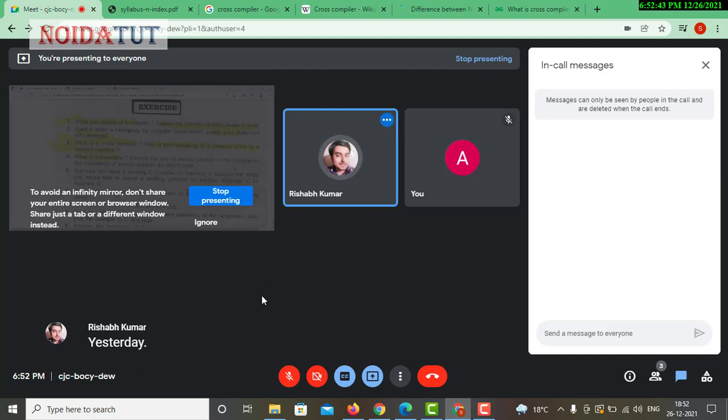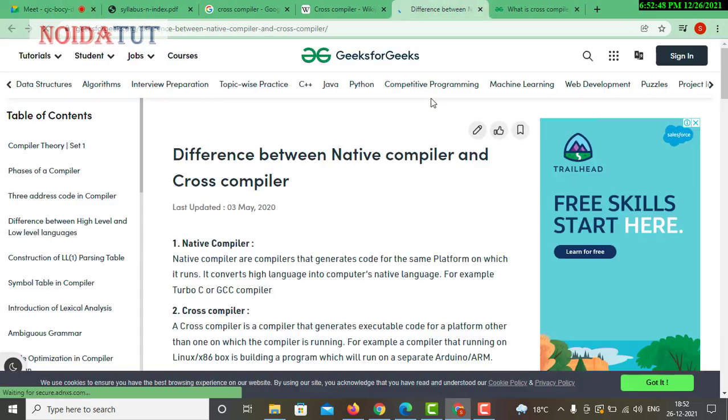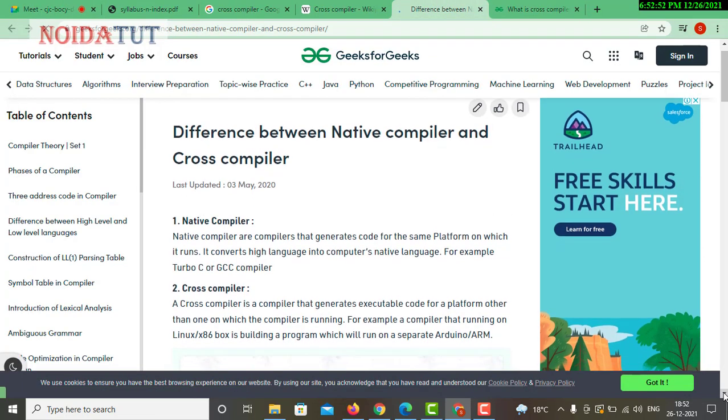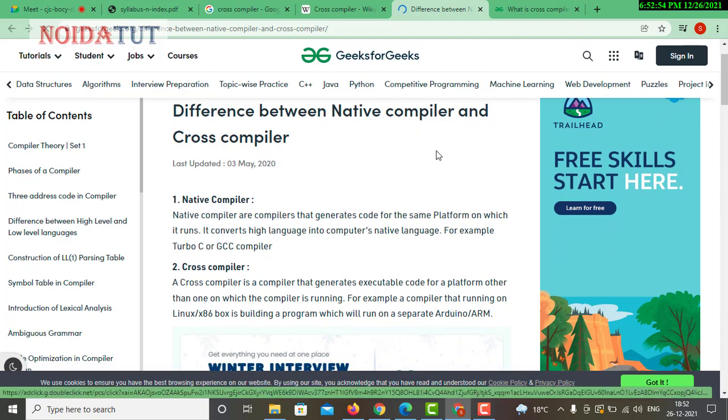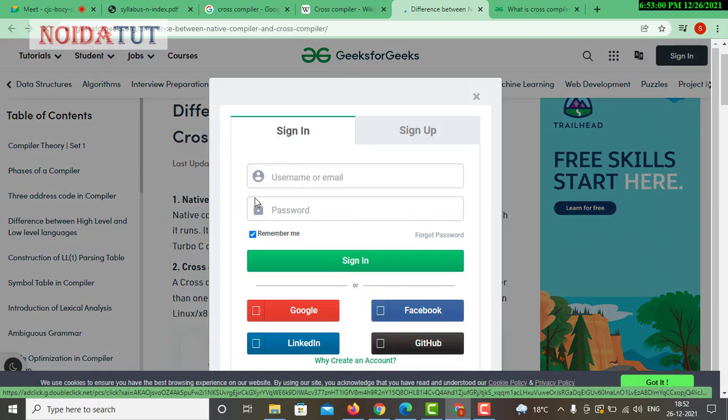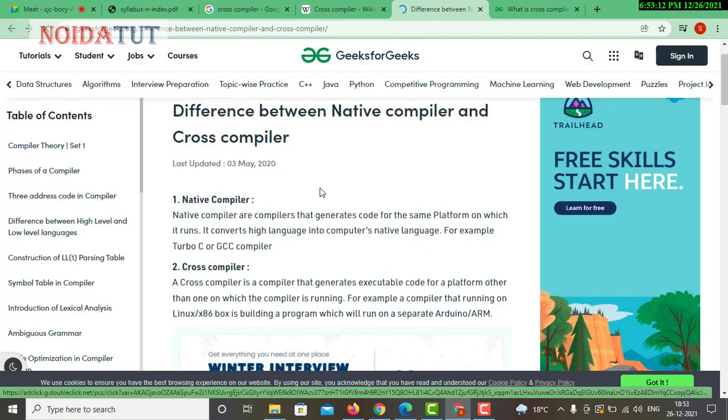Hello. Yes. Can you hear me now? Yes sir. Fine. Now I'm just going to give you a brief reading about native compiler and cross compiler. There are different types of compiler. What have we seen so far? We have seen one pass compiler, then we have multi pass compiler. Fine. Yes sir. Now we are going to see native compiler and cross compiler.